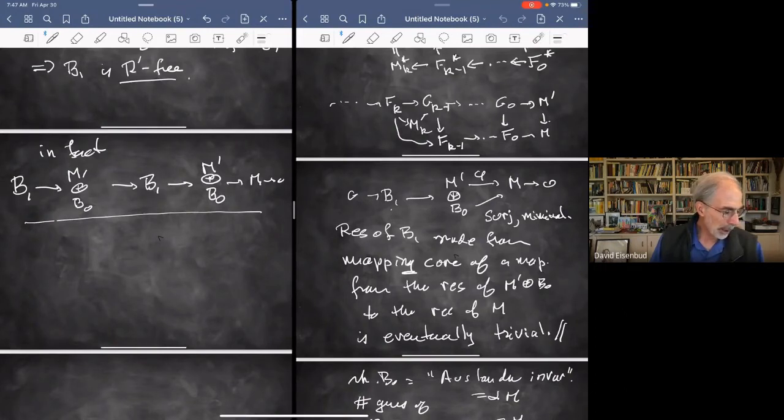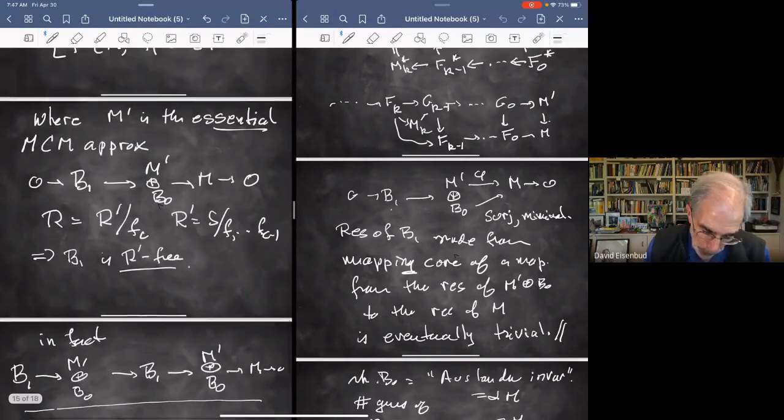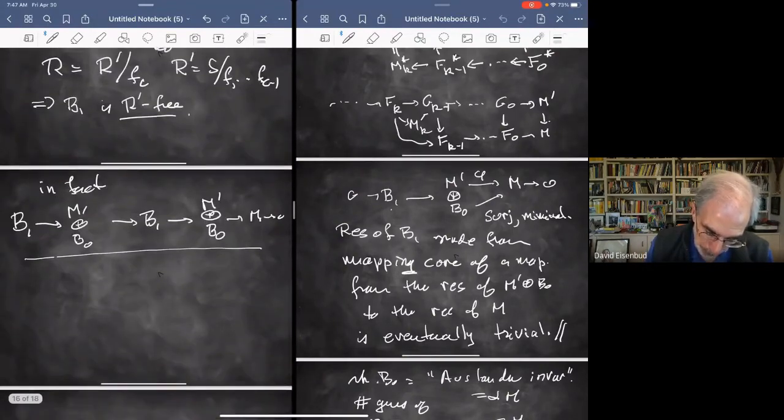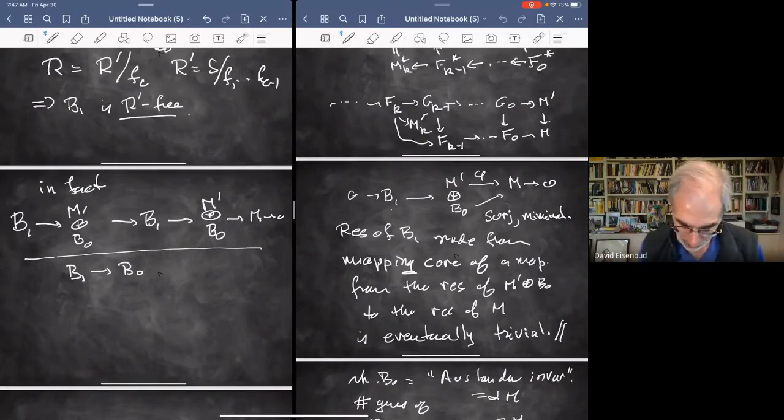But I don't have to do that. So what do I want to do? As I say, I want to use the inductive hypothesis. So let's call this resolution in the codimension 1 case L prime. So we have an S-free resolution of L prime. And we also have B1 to B0. That's a nice free complex. It's not a very interesting complex, but I'll call it script B.